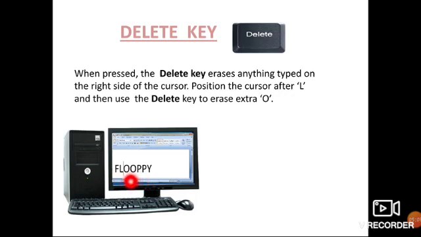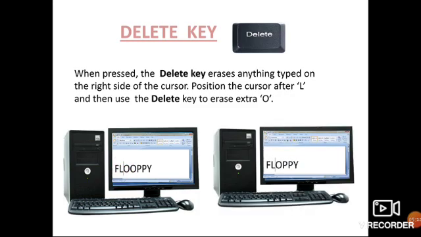Now see here children, FLOOPPY. Now here we have a double O, isn't it? Earlier with backspace the left side was deleted, but here when you press the delete key, the first O, this one, will get erased. You can see here. So these are the two keys, that is the backspace key and the delete key.